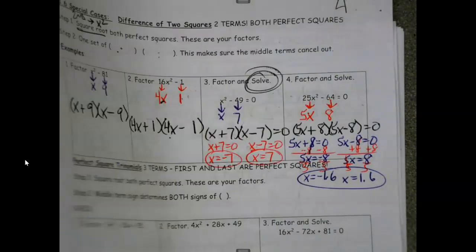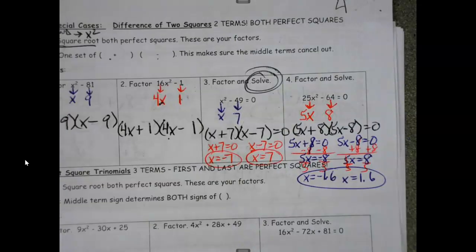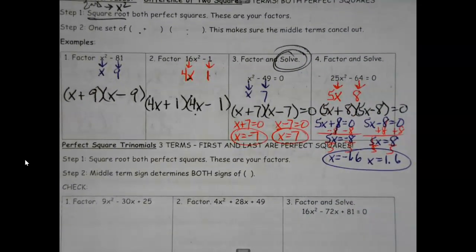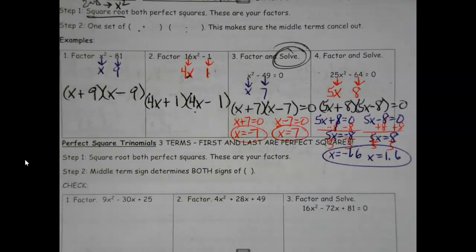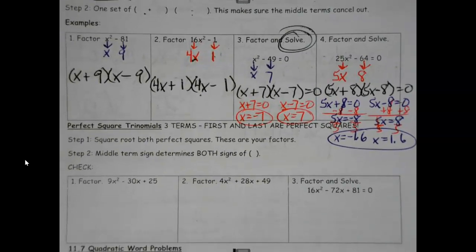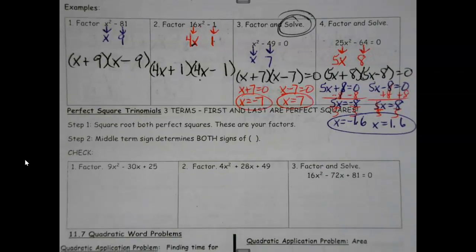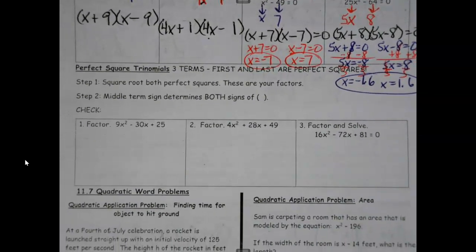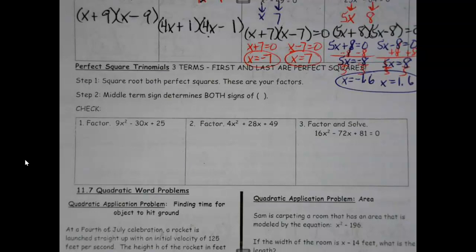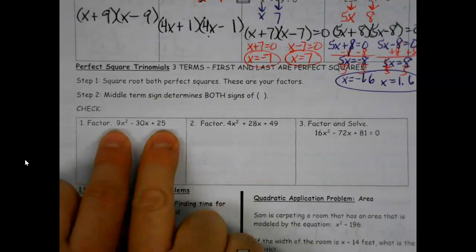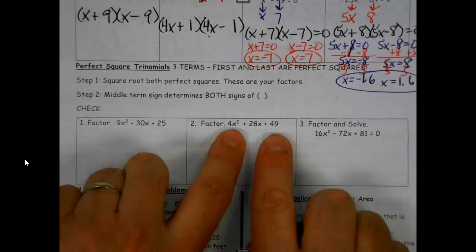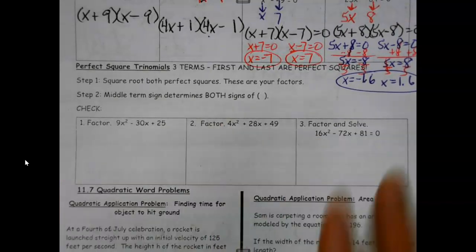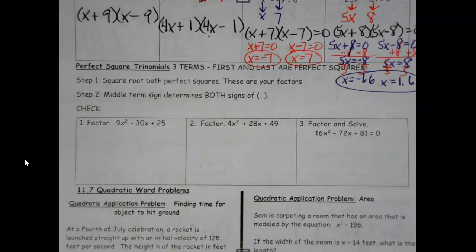So if they're the shorties, if they're only 2 terms, that's how we're going to deal with them. If they're 3 terms, oh dear. Okay, and your first and last terms are perfect squares. You're like, oh yeah, 9 and 25, 4 and 49, 16 and 81. If I look at my chart, they are. So, square root both perfect squares, or look them up on your chart.